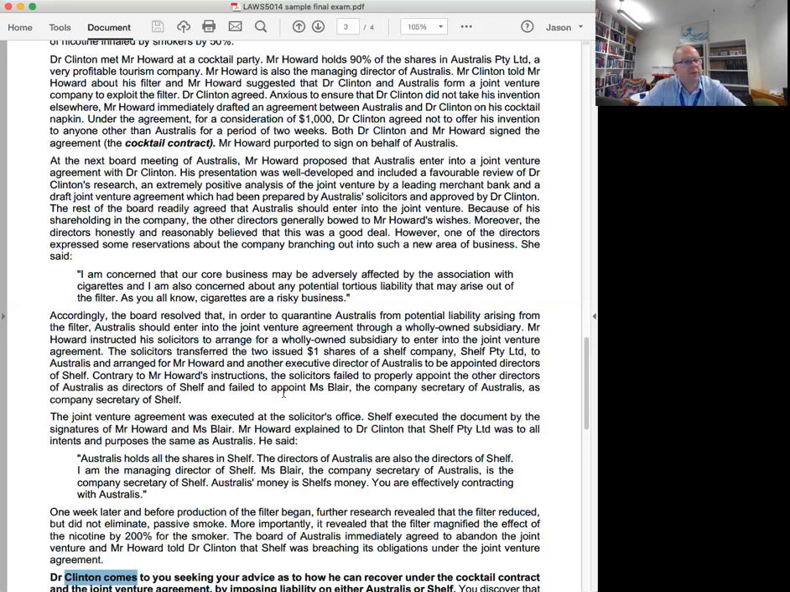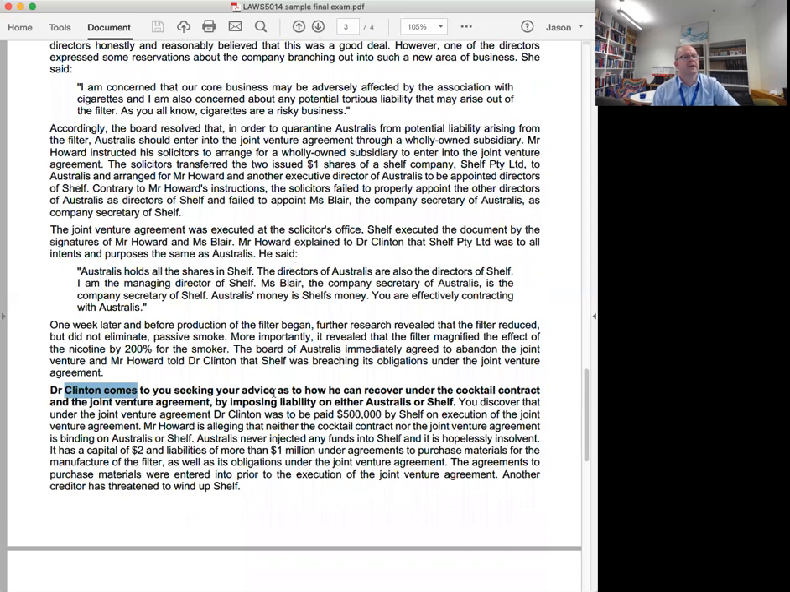However, one of the directors expressed some reservations, became concerned about potential tortious liability. Okay, not quite sure why that's relevant, we'll see. The board resolves that. Oh, okay, right. So to protect the company from liability from this new invention, they're going to set up a wholly owned subsidiary. Howard gets the solicitors to draw up the joint venture agreement and the wholly owned subsidiary.